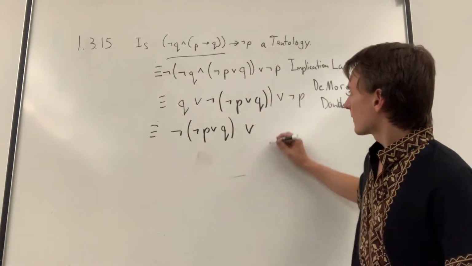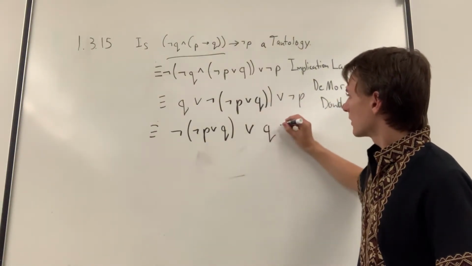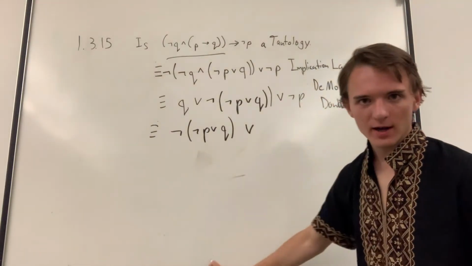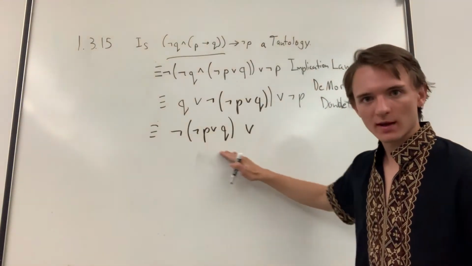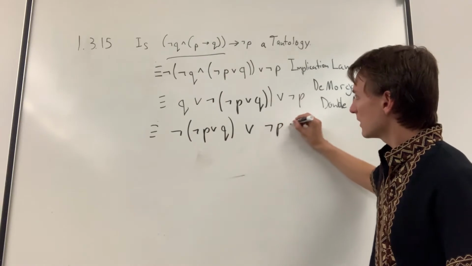So we're going to write Q, or we can do this in any order actually. We're going to try to pair it up with the same order we have right here, which would be the negation of P or Q.